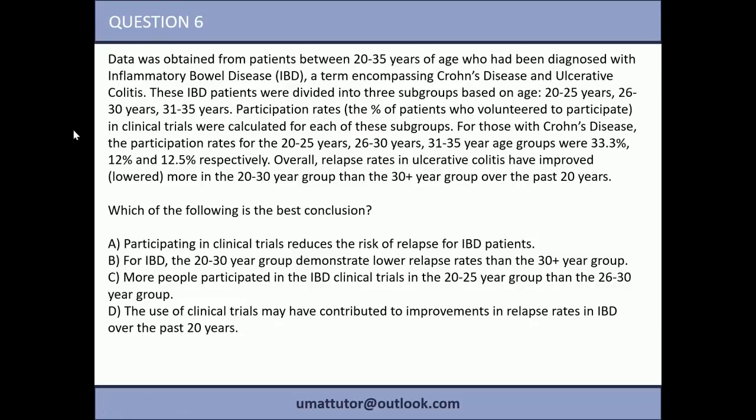So the first one says that the IBD patients, so we're dealing with both Crohn's and ulcerative colitis, were divided into 3 groups based on age, and you can see the age ranges there. And then it says that for each of those 3 age ranges, they calculated the participation rates, which is the percent of patients who volunteered to participate. And they were respectively 33, 12, and 12.5. So in other words, the 20 to 25 year group had the best rate at 33%, and then the other 2 groups had roughly 12%. That's what the middle part is saying.